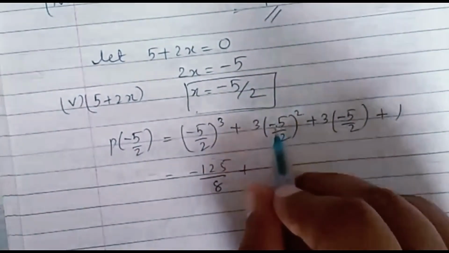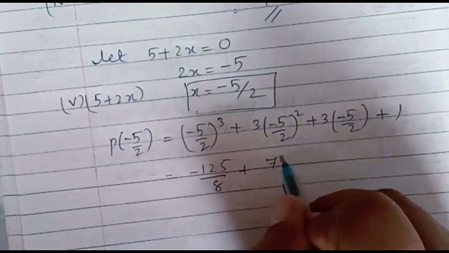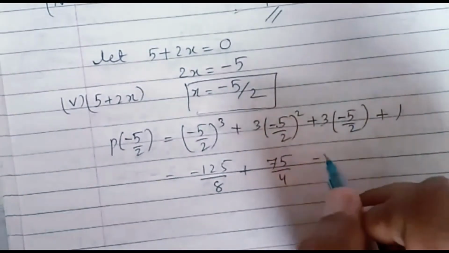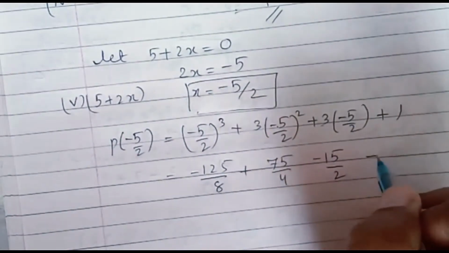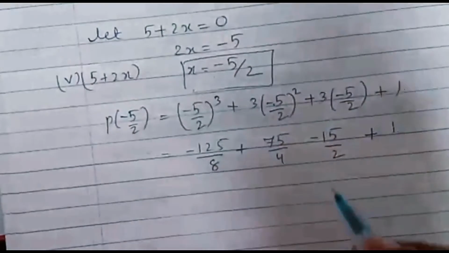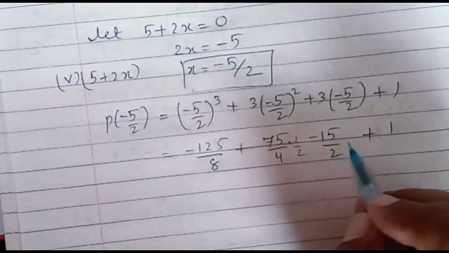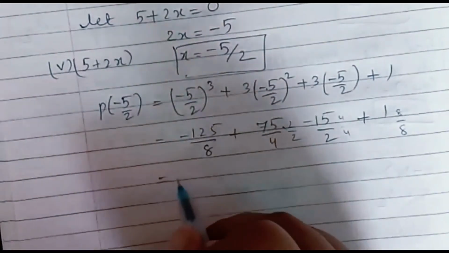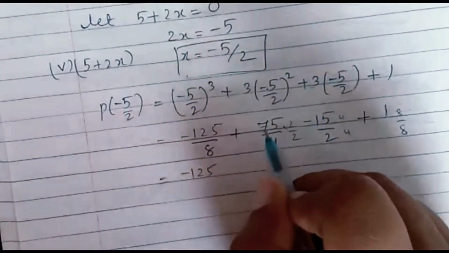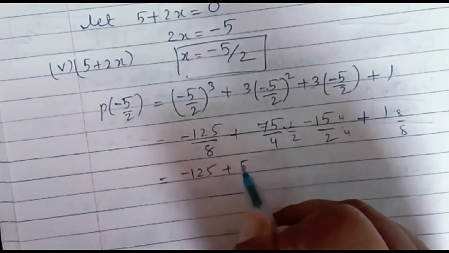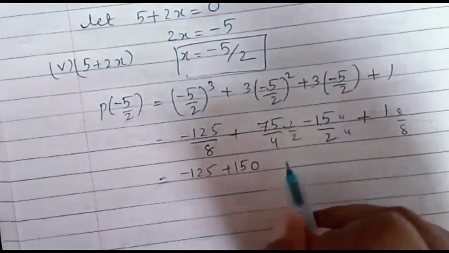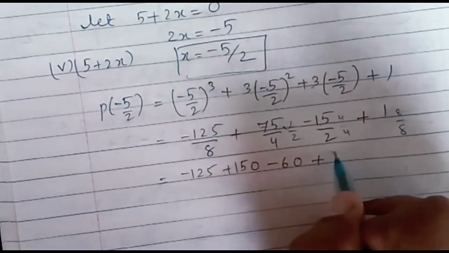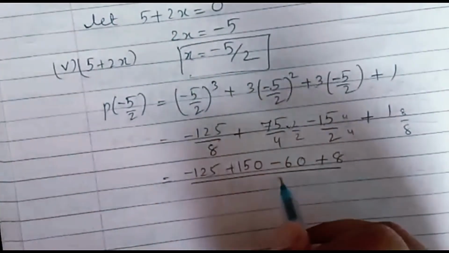which is equal to minus 125 by 8 plus, minus 5 the whole square is 25, into 3 will be 75 by 4, minus 15 by 2, and plus 1. Again when we take LCM, this term will be multiplied by 2 by 2, this by 4 by 4 and this by 8 by 8. So we will be getting minus 125, 75 into 2 will be 150, 15 into 4 will be minus 60, plus 8, whole divided by 8.